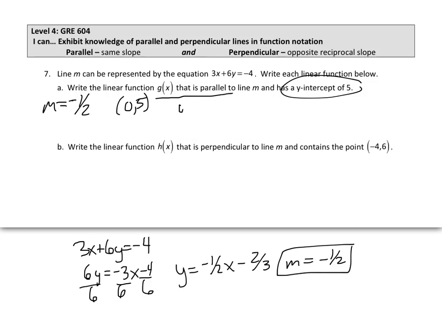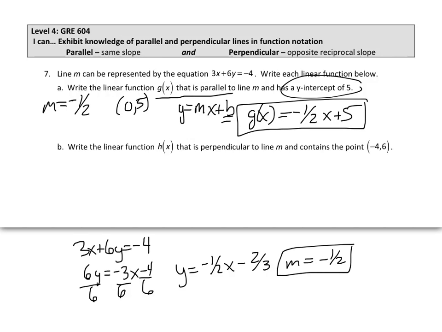So remember y equals mx plus b, right? Remember b is the y-intercept? So we're going to have a slope of negative 1/2 x plus 5. But remember, it's not y equals anymore, it's f of x, or in this case, it's g of x, because we're in function notation. It's really the only difference here. Really, that's it. Okay, so for the second question, for h of x, we need perpendicular.